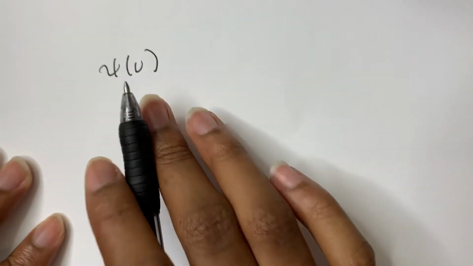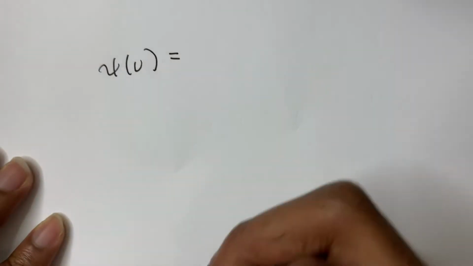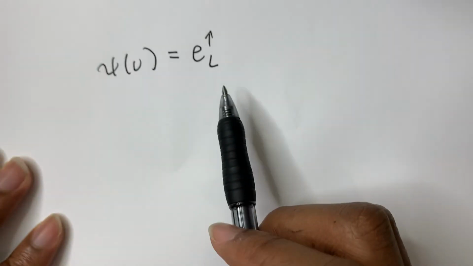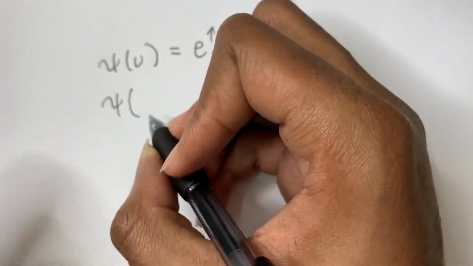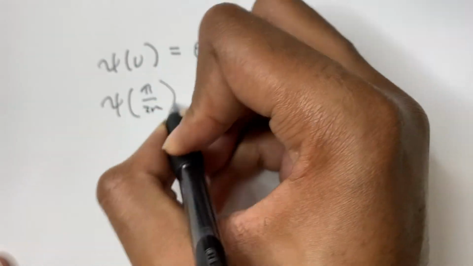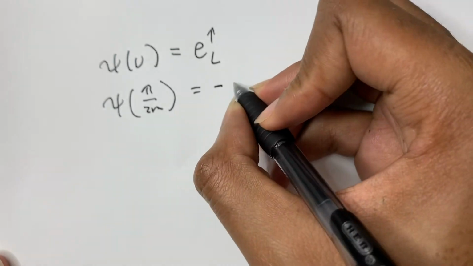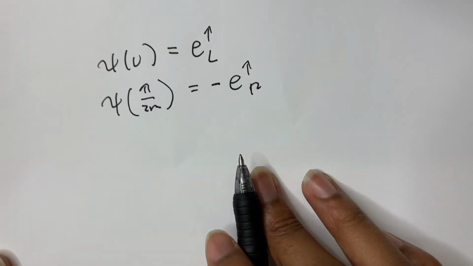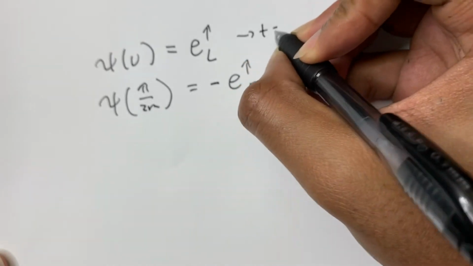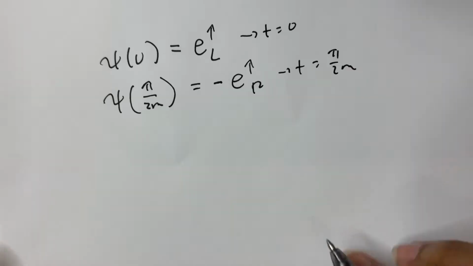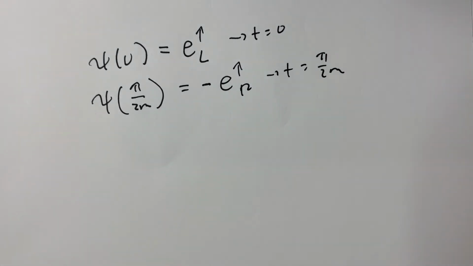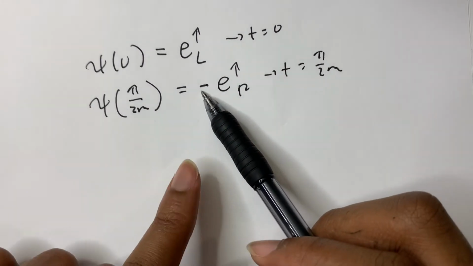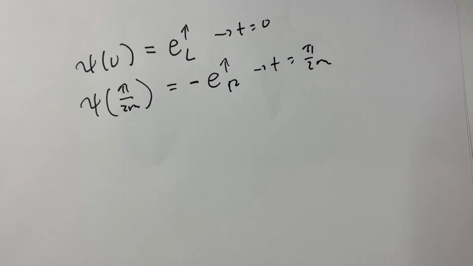Because remember, we found that psi of t equals 0 was purely left chiral that was spin up. And just from that, psi of pi over 2m is minus the spin up right chiral field. So this is t equals 0. Here's t equals pi over 2m. It's not actually the spin up right chiral field. It's almost the spin up right chiral field. We just have a negative 1 term there. So it's the opposite of the spin up right chiral field.